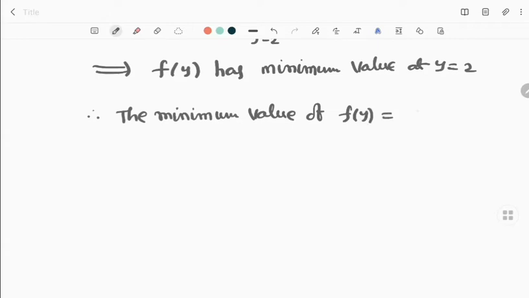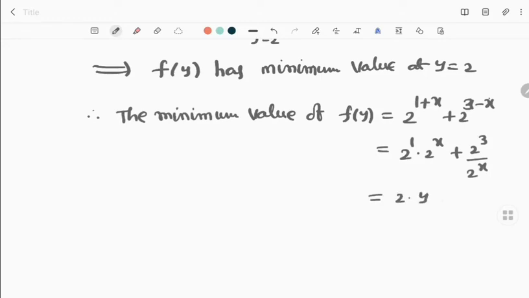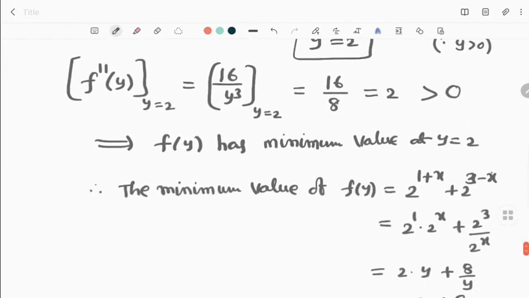F of y is equal to 2 power 1 plus x plus 2 power 3 minus x, that is equal to 2 power 1 into 2 power x, plus 2 power 3 into 2 power minus x, which means 1 by 2 power x. Wherever 2 power x is there, y we have to write it. 2 into y plus 2 power 3 means 8 by y, which is equal to 2 into 2 plus 8 by 2, which is equal to 4 plus 4, which is equal to 8. This is by using differentiation, second derivative test, dear students. Here also we got the same answer.